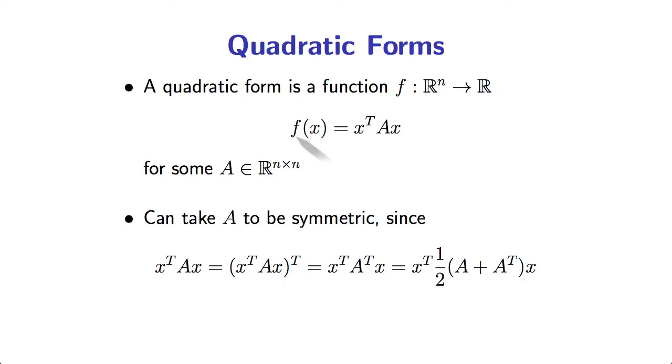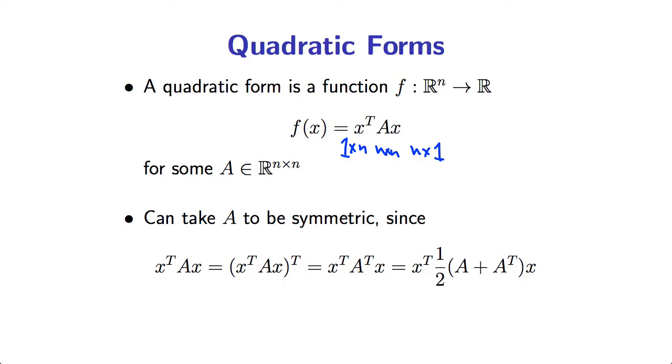And it's defined as f of x equals x transpose times A times x for some matrix A which is n by n. So hopefully it's obvious that this does produce a scalar value because x transpose is 1 by n, A is n by n, and x is n by 1. So this is a valid matrix product, and the resulting size is going to be the outer dimensions, which are 1 by 1 here.